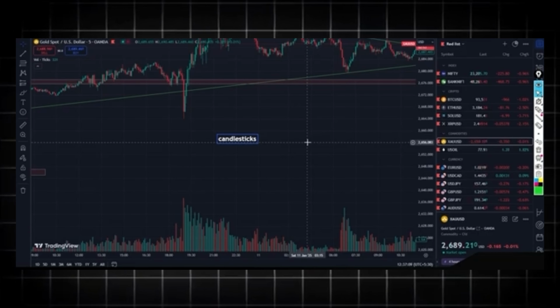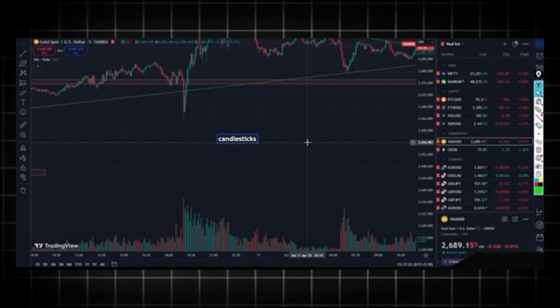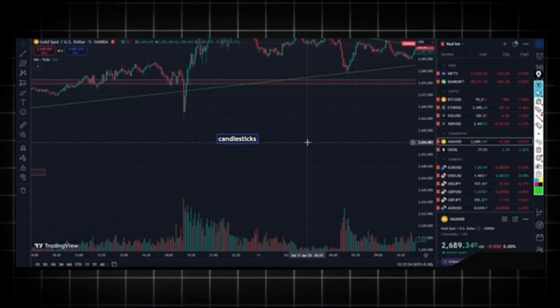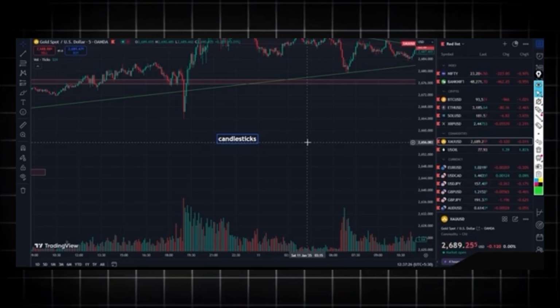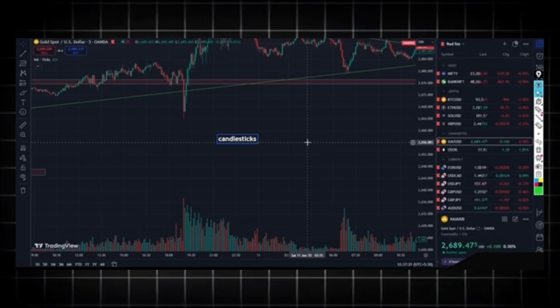So I hope we have understood all these three types of candlesticks. What are candlesticks themselves? What are candlestick patterns? All the three types: doji, hammer, and engulfing. I hope you must have understood all this, okay?